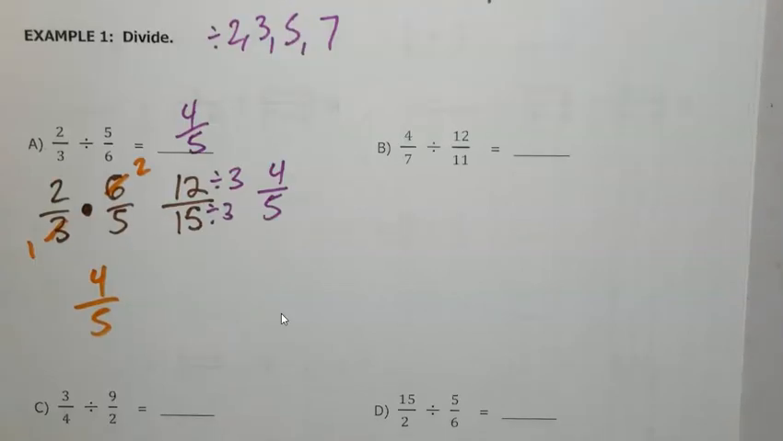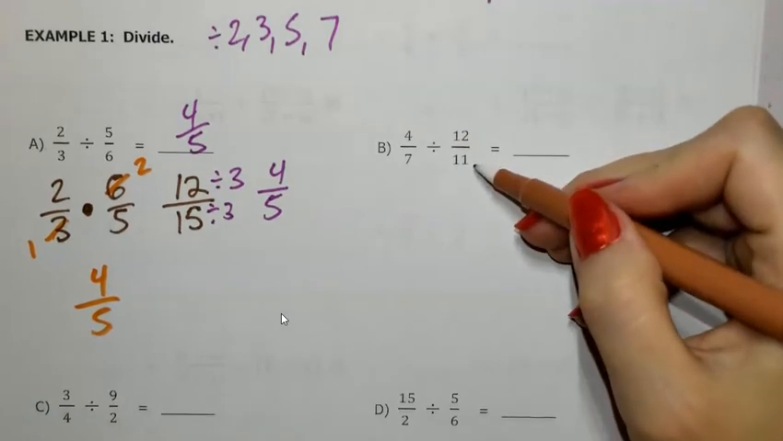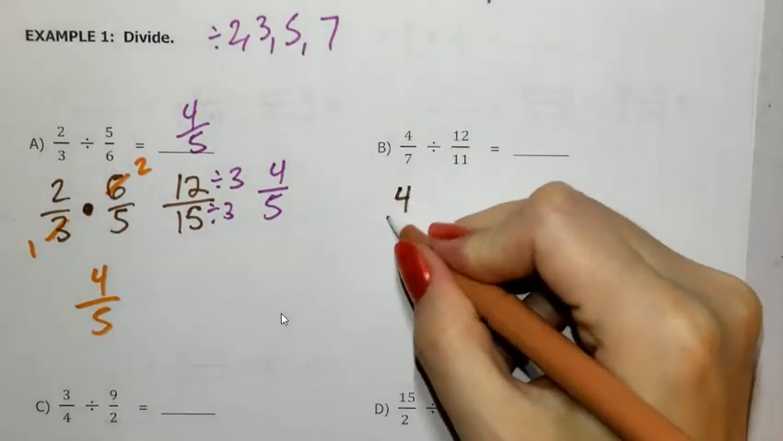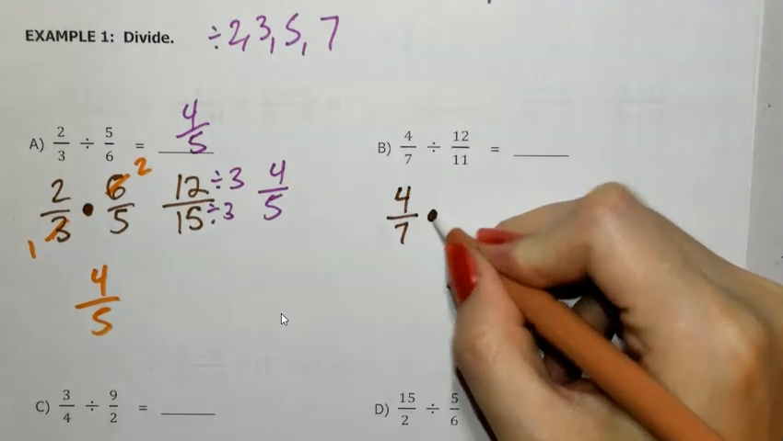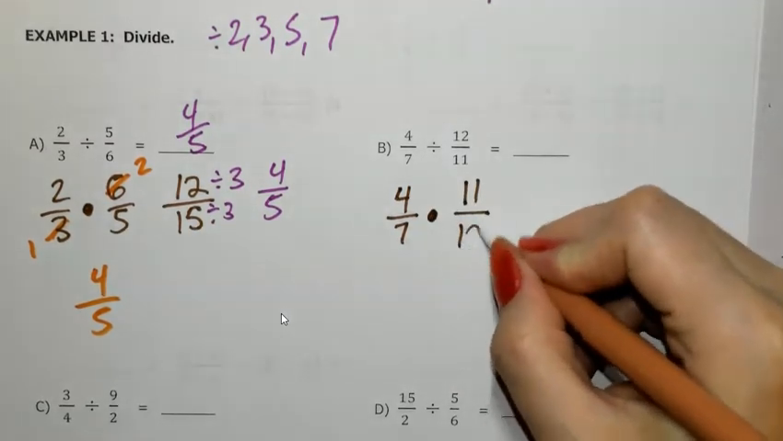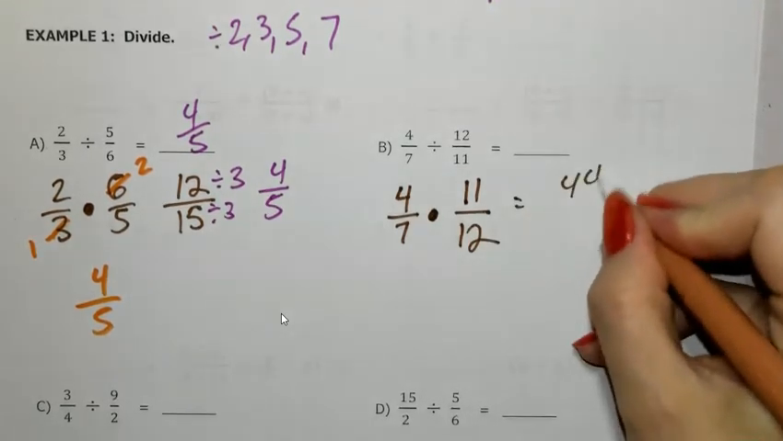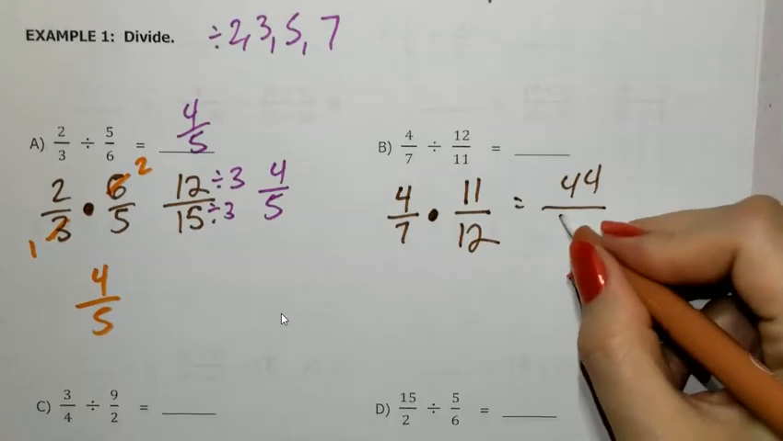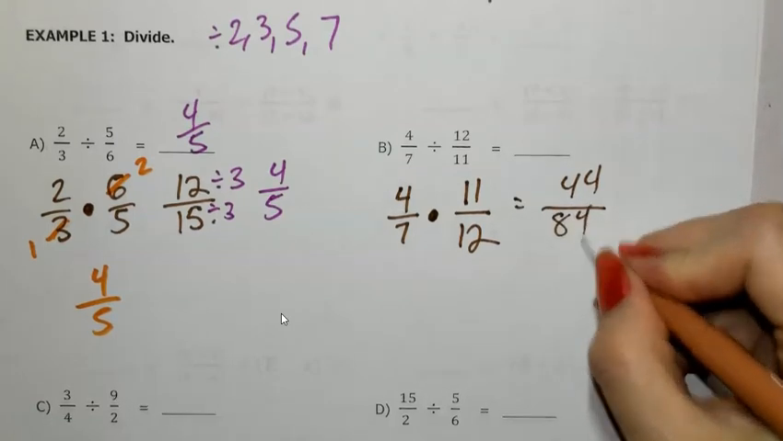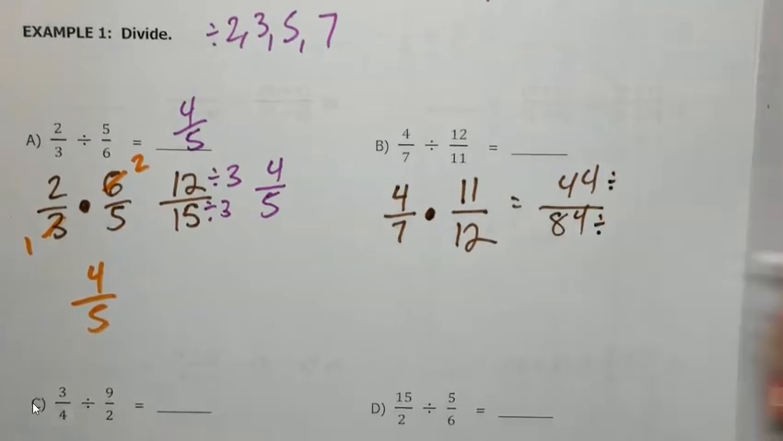Let's do the next one. We have 4/7 divided by 12/11. Keep, change, flip. Keep the 4/7. Change, divide to multiply. Get the reciprocal, the second fraction, 11/12. 4 times 11 is 44. 7 times 12 is 84.